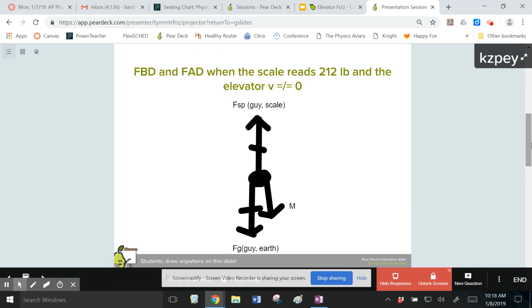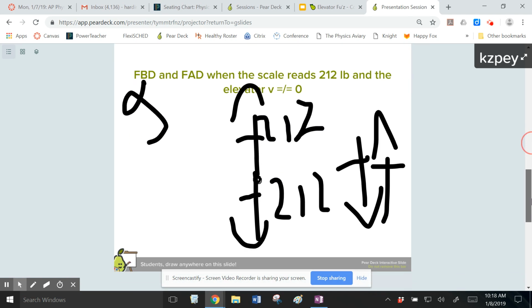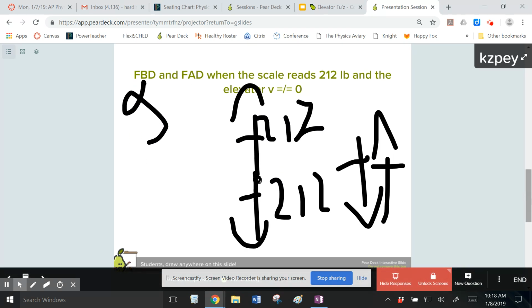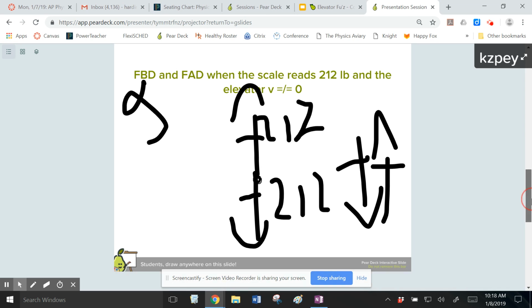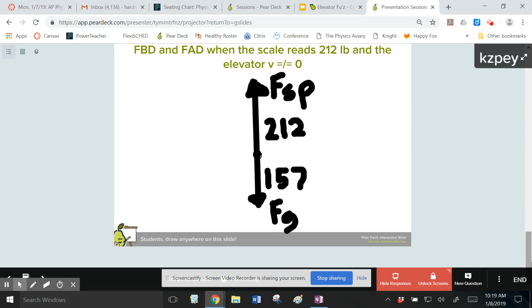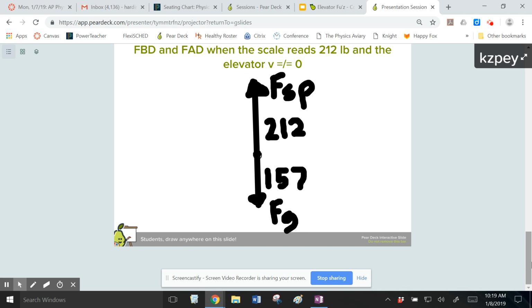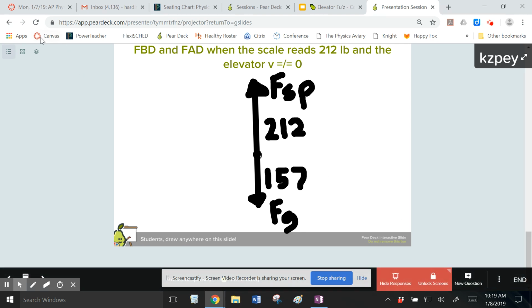Here's one showing these two forces are still the same, but there's additional force down. Here's one showing 212 up and 212 down. Here's one showing 212 up and 157 down. Okay? So this is situation 2 that we're talking about right now.